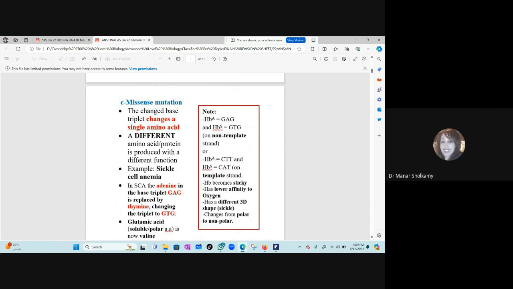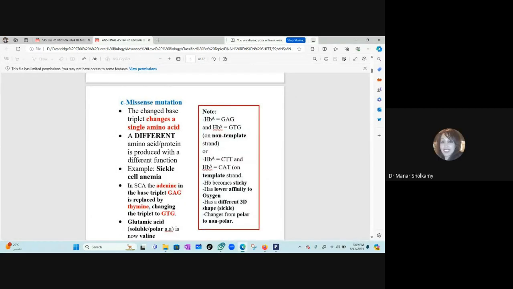Okay? Like we have an example that we studied, sickle cell anemia. The original base sequence is GAG, and the adenine is substituted to T, it will change to GTG, and it will give you a different amino acid. This amino acid, how is it different from the original amino acid in sickle cell anemia? It changes the shape of the red blood cell.